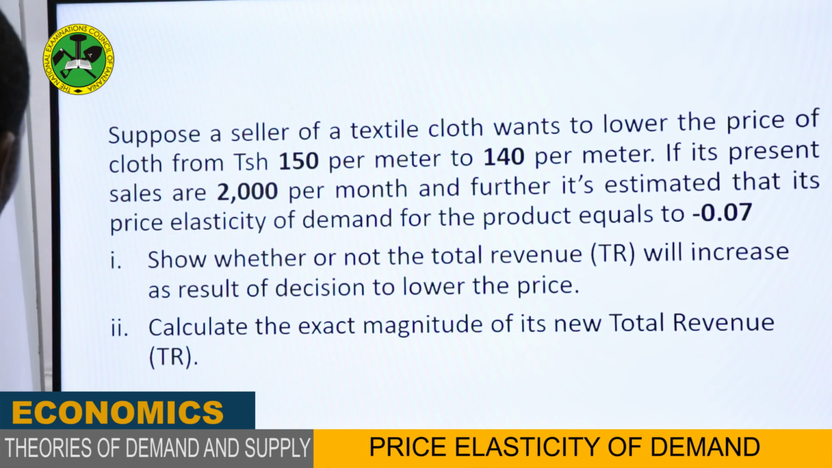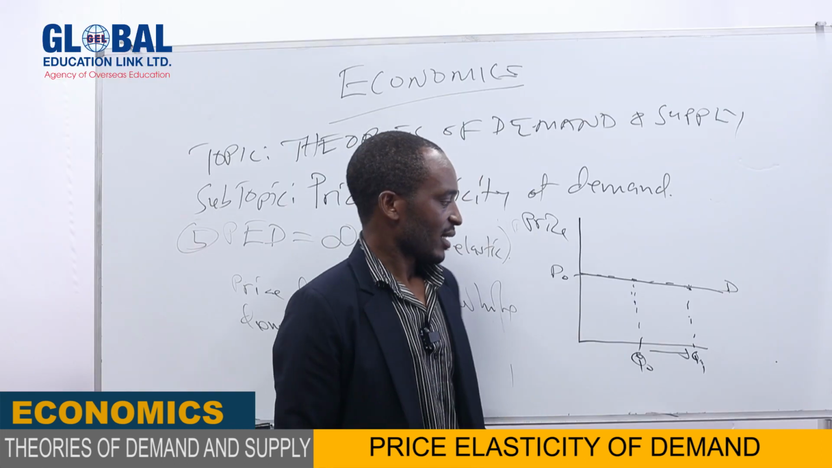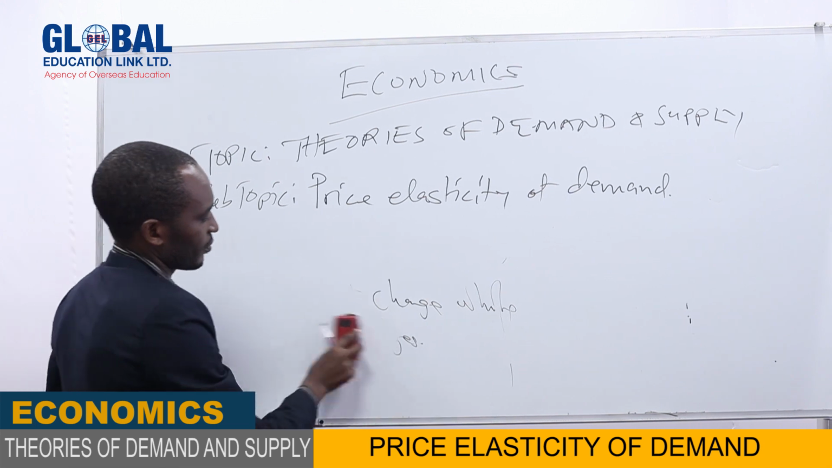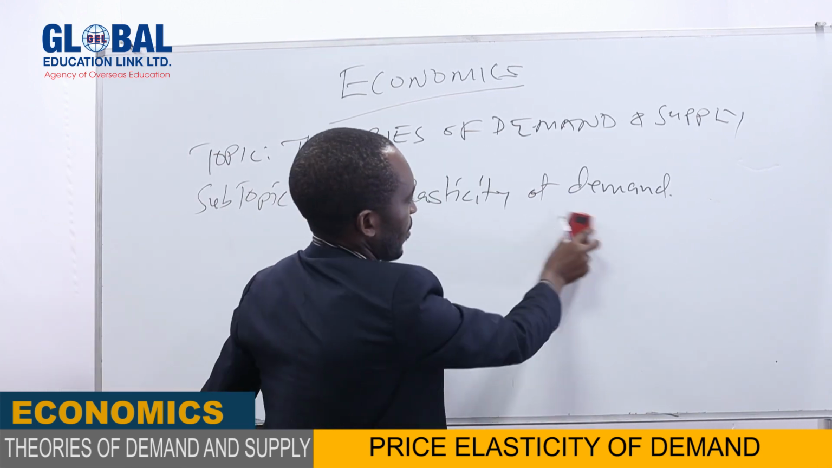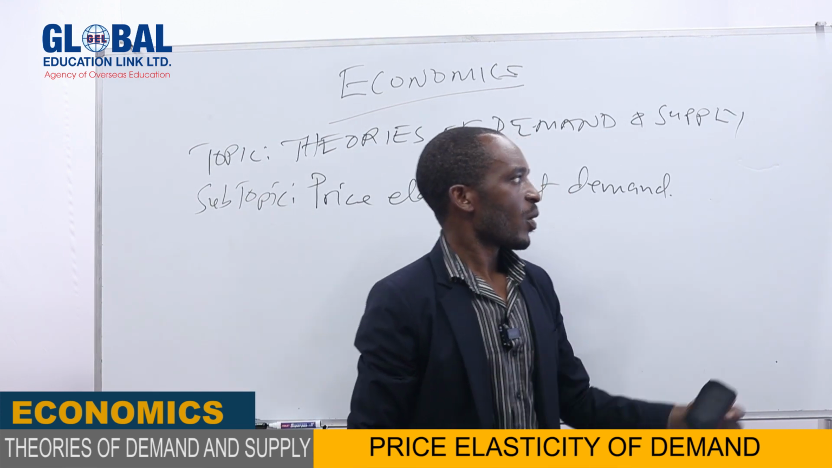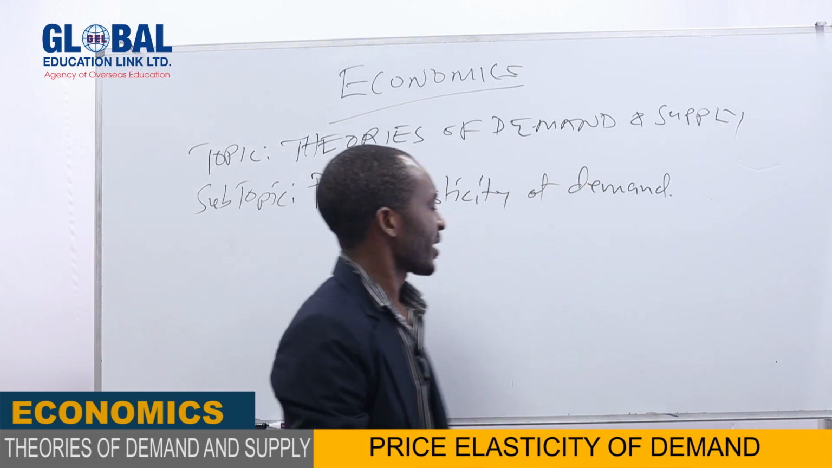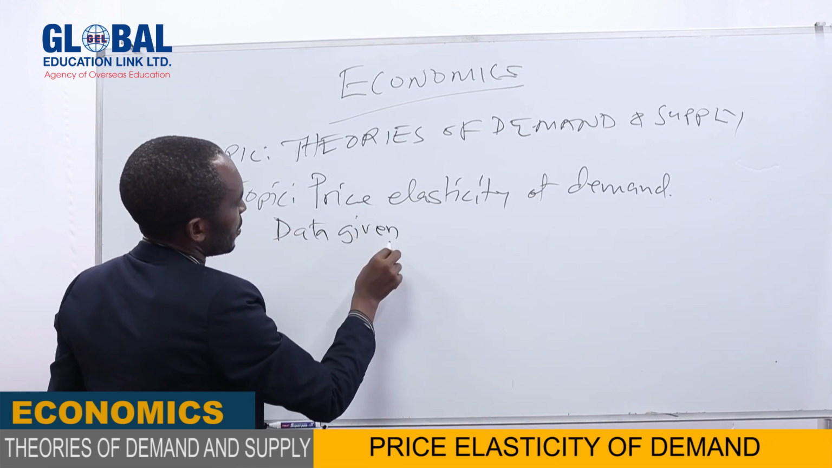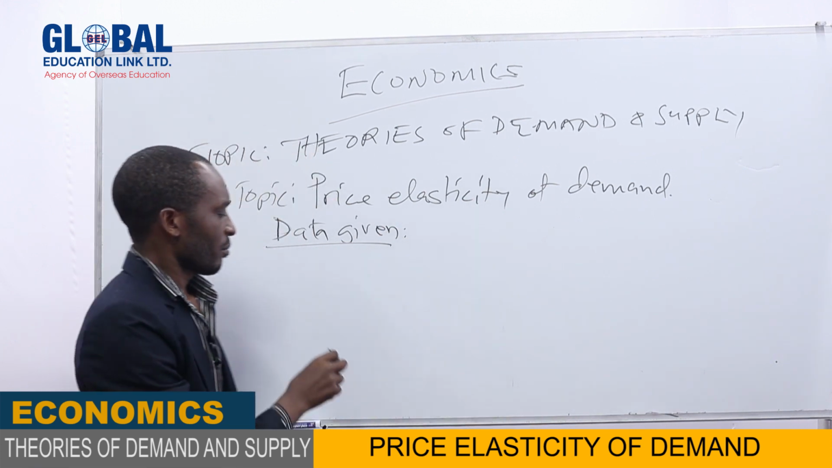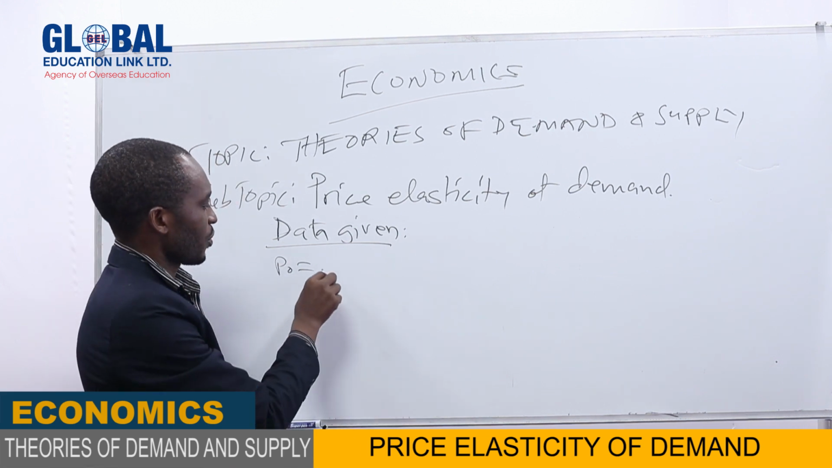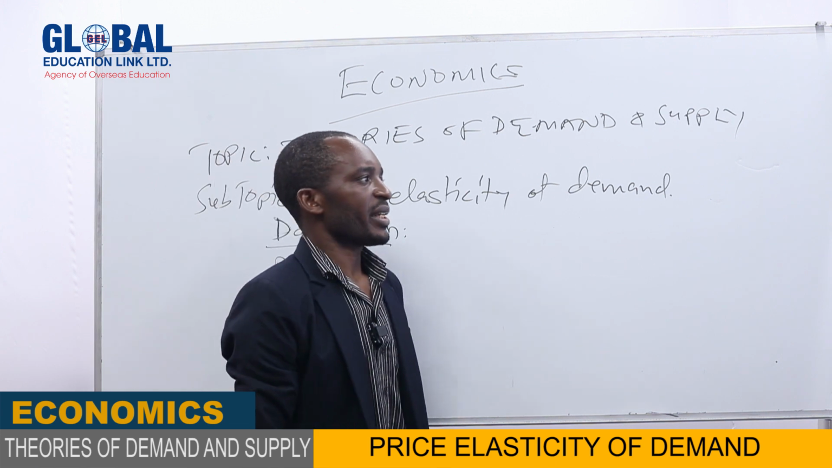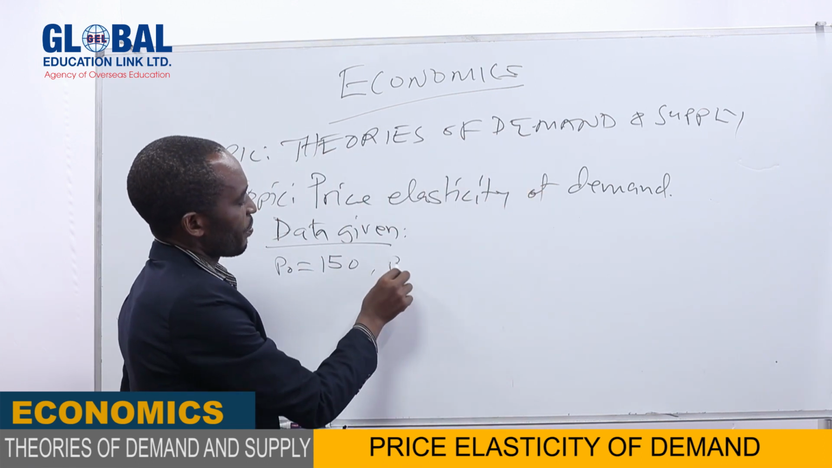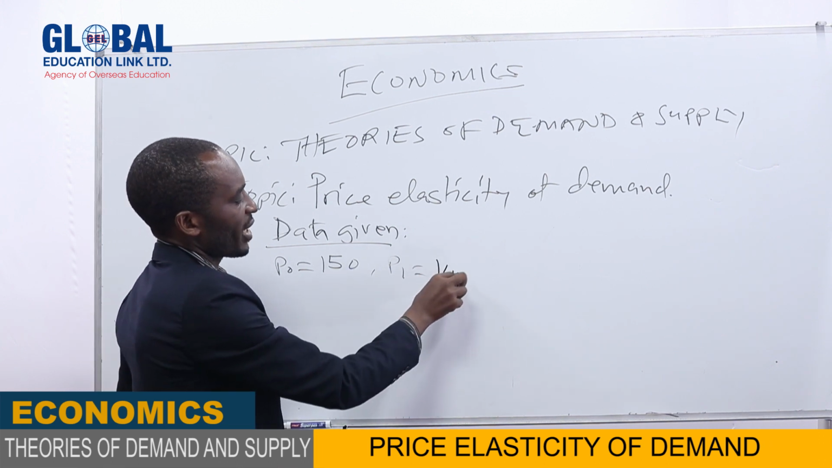Okay, now let us see the application of these price elasticities by solving the following problem. Let us extract the data from our problem. We are given the original price, P naught, equals to 150. Then the price decreased from 150 to 140. It means the P1, which is the new price, will be 140.